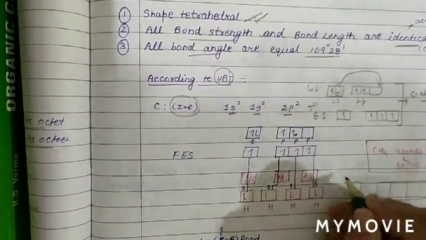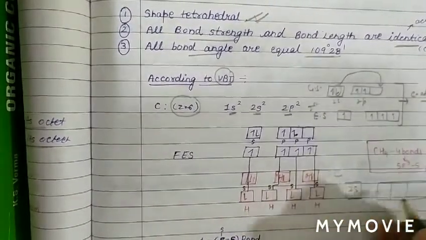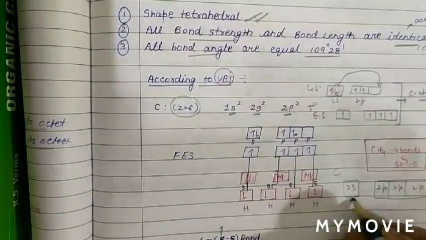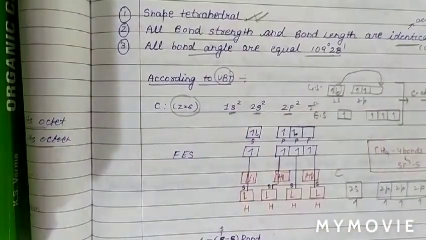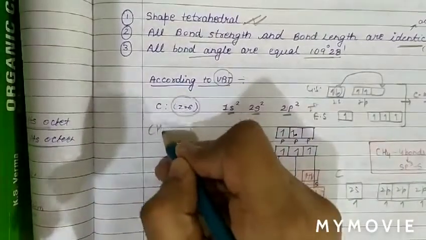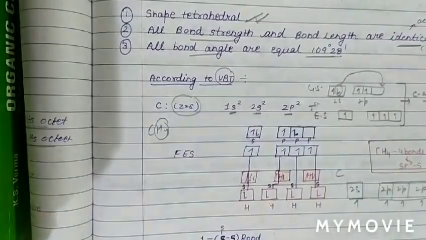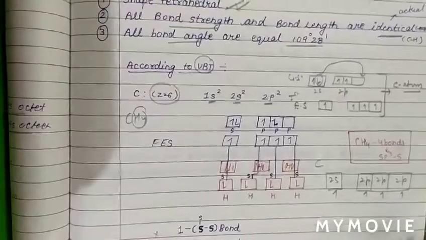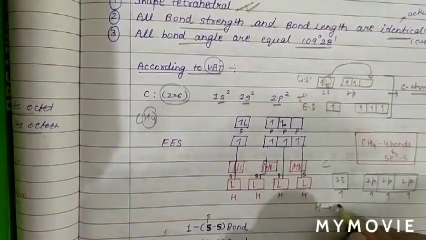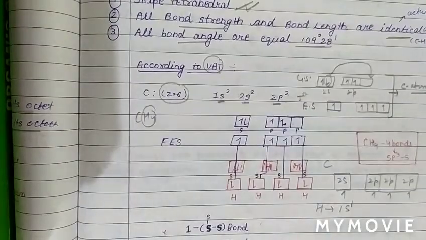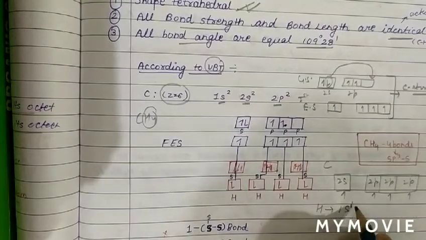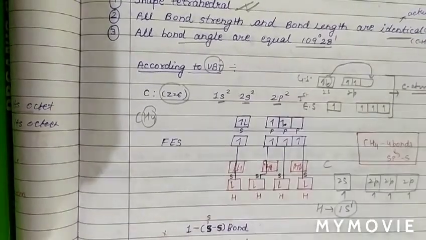So this is the carbon 2s orbital and carbon 2p orbitals, and all have unpaired electrons. As we can see, there are 4 hydrogen atoms in CH4, and the configuration of hydrogen is 1s1. So all 4 hydrogen atoms have configuration 1s1.